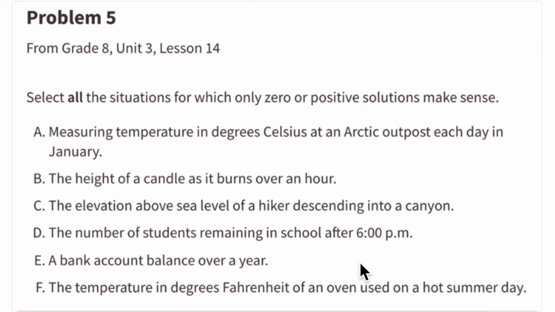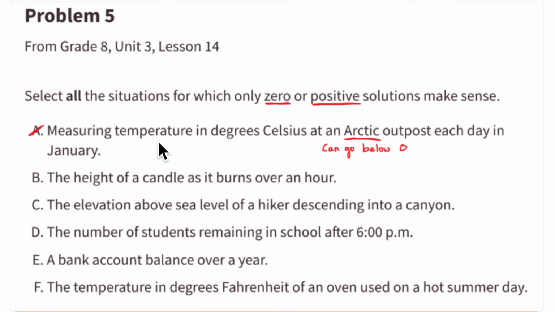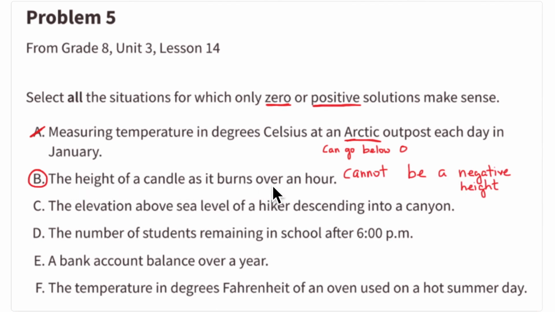And this is problem number 5, and it says select all the situations for which only 0 or positive solutions make sense. So it has to be either 0 or positive. So in the first case, measuring temperature in degrees Celsius in the Arctic. So it gets really cold up there, so the temperature can go below 0. So the first case can have a negative answer. So that doesn't fit. Second one, the height of a candle as it burns over an hour. You cannot have a negative height of a candle. It's going to burn down to 0 height. Can't go below that. So B fits.